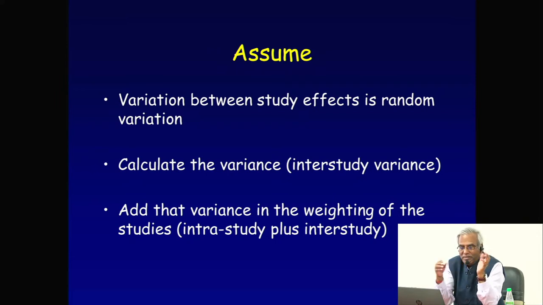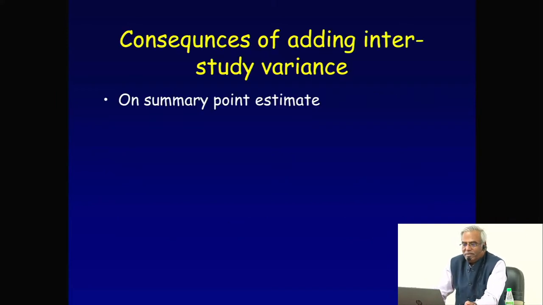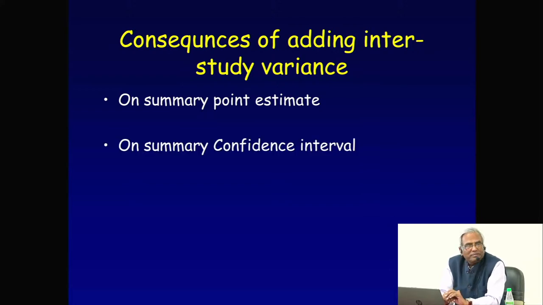Whereas in fixed effect, you ignore inter-study variance. You only use intra-study variance. Right. So, if you do that, tell me, will the summary point estimate change dramatically or will it remain roughly the same? It remains roughly the same. There will be some change, but not much. But what about the confidence interval? The confidence interval will be wider, larger. Yes, wider confidence interval in case of adding inter-study variance. And I told you, inter-study variance is added in the random effects model, right?